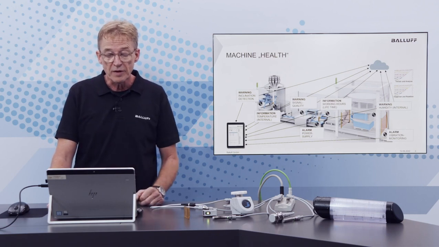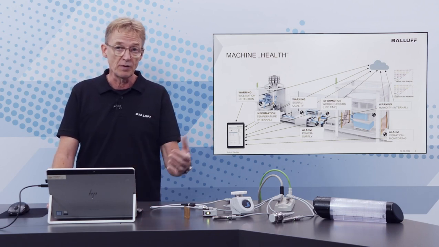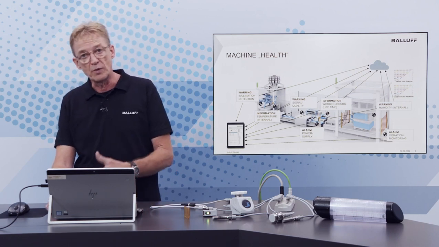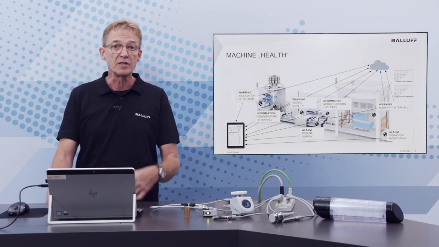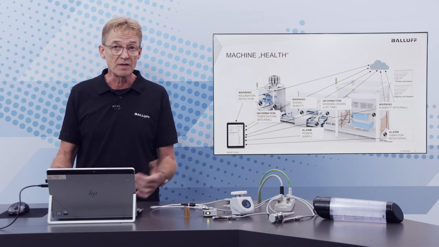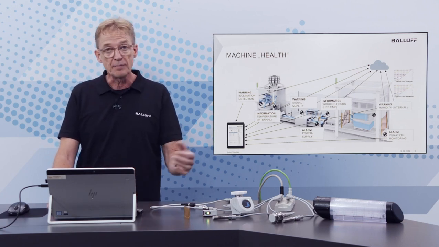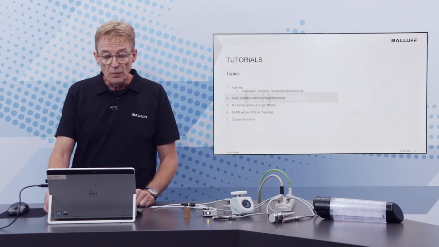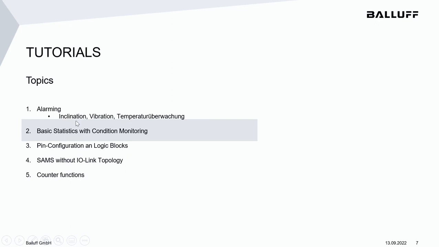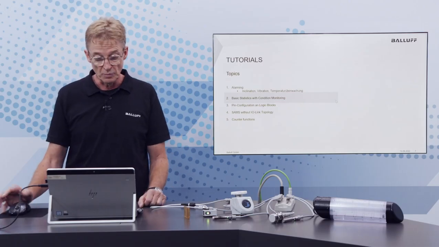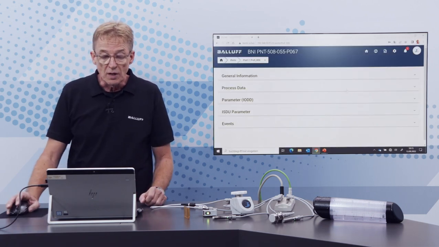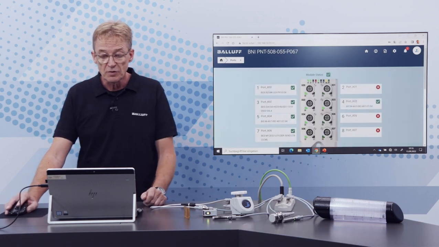How to create warnings and how to create alarms we saw in the first video, and this time we want to see how we can work with specific condition monitoring information and how to create basic statistics also in the smart automation and monitoring system devices. So we are in the second topic now of our tutorials, which is called basic statistics with condition monitoring. Again, we are going to switch to our master module.